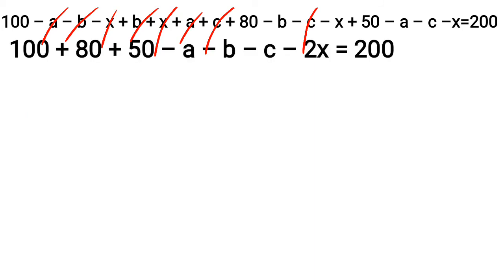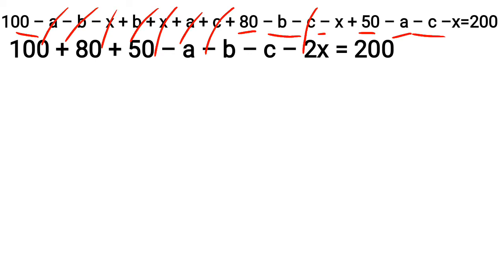After cancelling, this is what we have: 100 plus 80 plus 50. I have grouped like terms over here. So 100 plus 80 plus 50 minus A, minus B, which is here, not cancelled, minus C, it is here, not cancelled, minus 2x. Okay, why 2x?